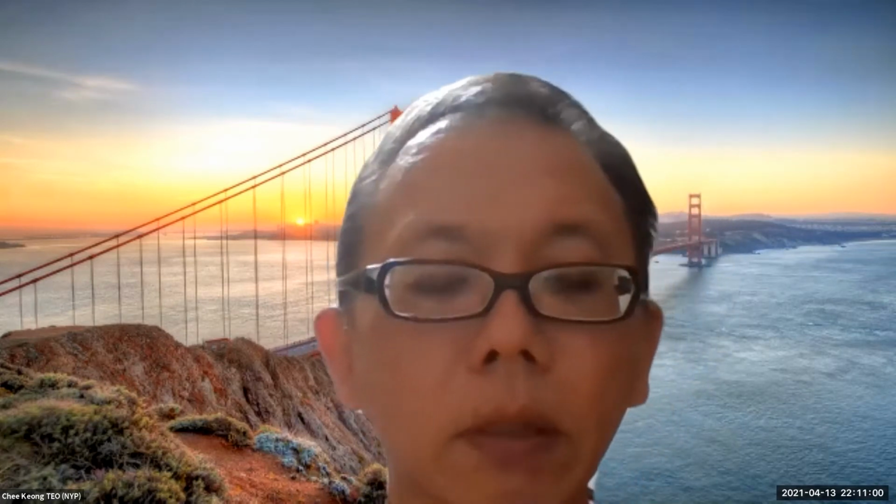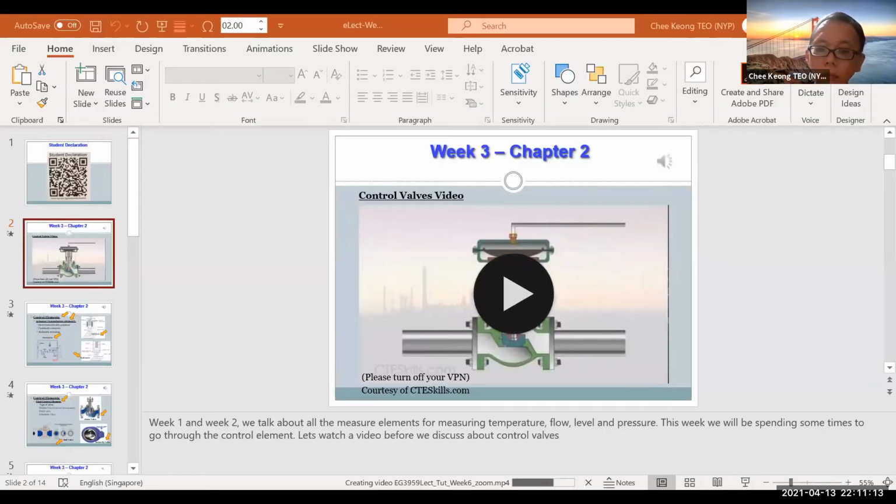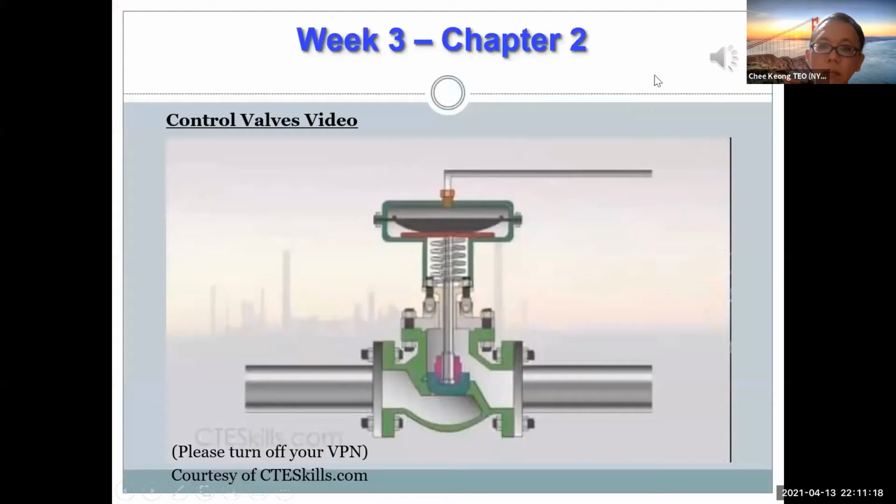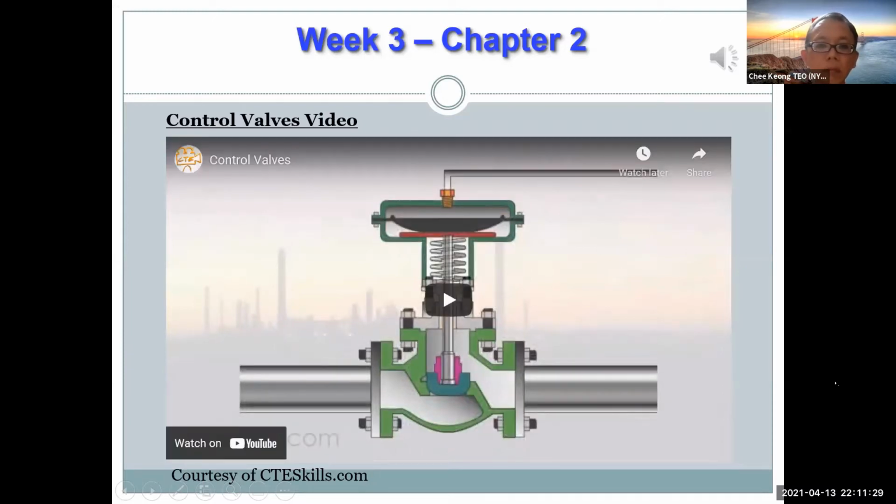Now today we are going to continue talking about this measurement sensor, and I'm going to share with you the slide in a while. For measuring temperature, flow, level and pressure. This week we will be spending some time to go through the control element. Let's watch a video before we discuss control valves.